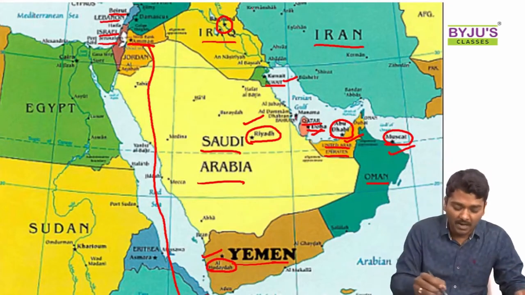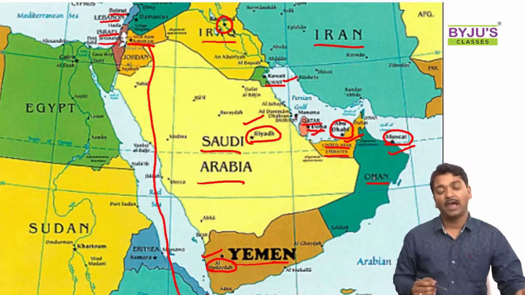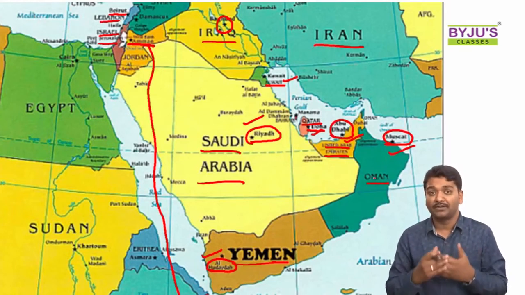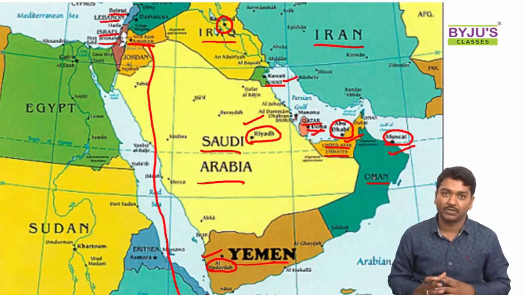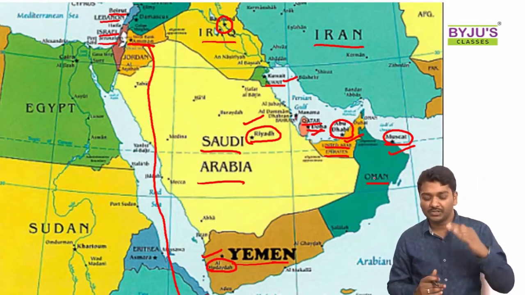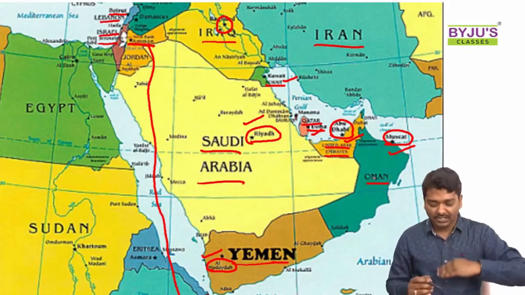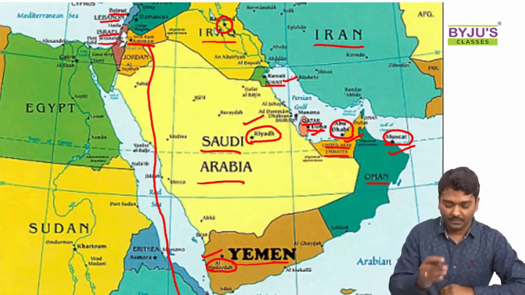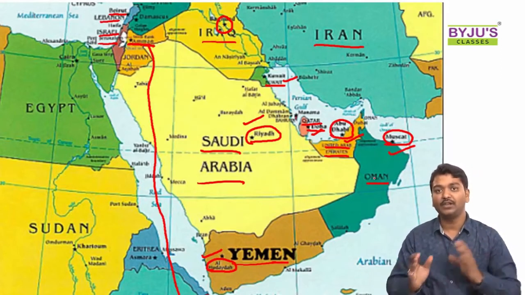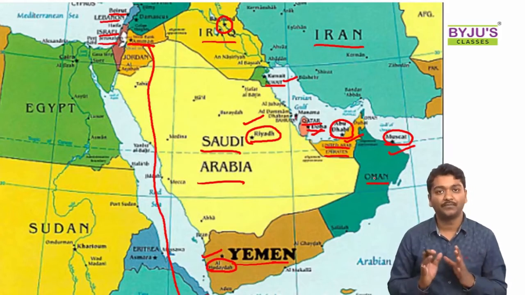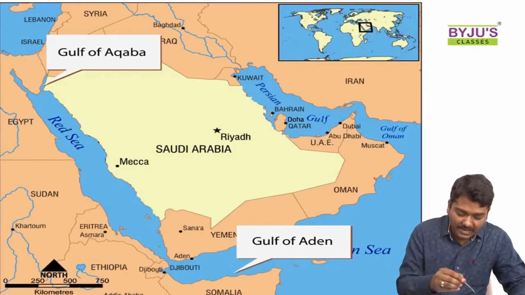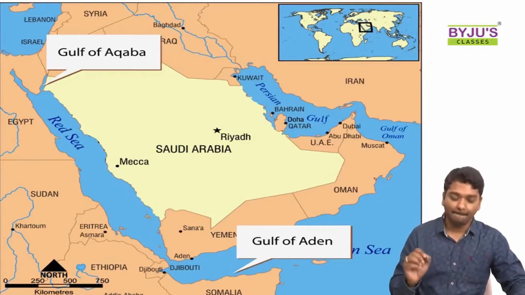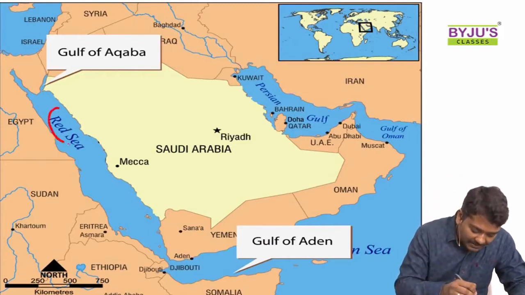You need to remember this particular region, and this particular region is important this year because there is a lot of crisis happening in this region. So please students, try to understand, arrange it south to north, west to east. Any question can come from this particular area. So this is one. The second thing is, you see the same Arabian Peninsula, but see the Red Sea.